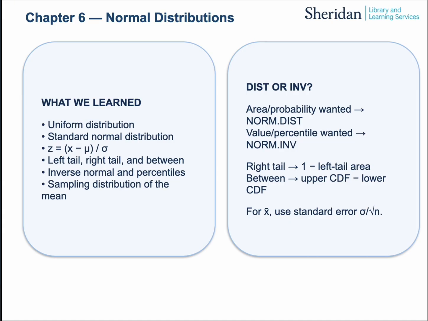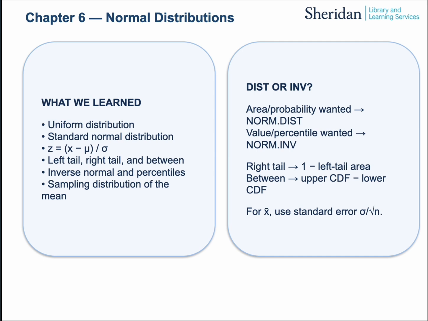If the question asks for the probability of being between two values, calculate the cumulative probability for the upper value first, then subtract the cumulative probability of the lower value. Many students know the correct Excel function but lose marks because they forget the final subtraction.